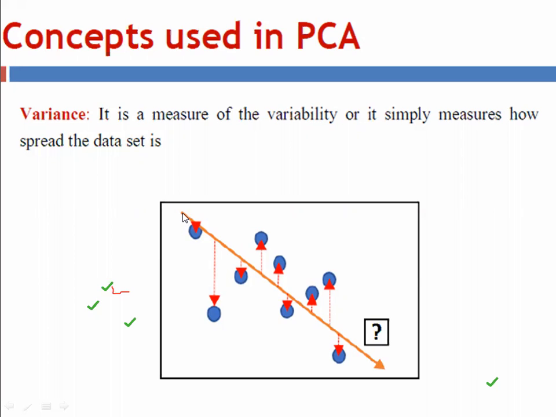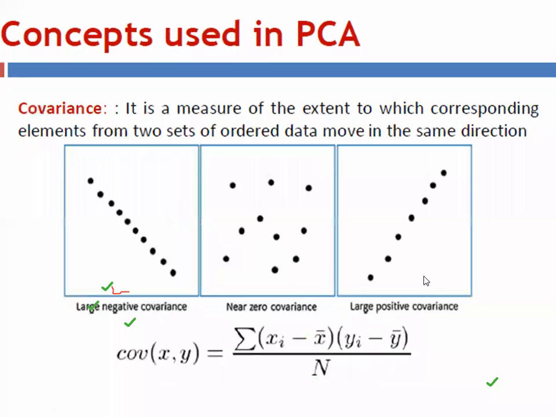It means if the model is like this, with the help of the yellow color, how far the data points are from this model, from this function, that is called variance.